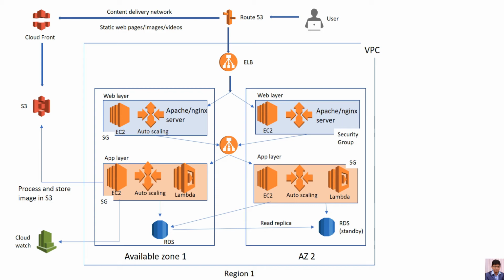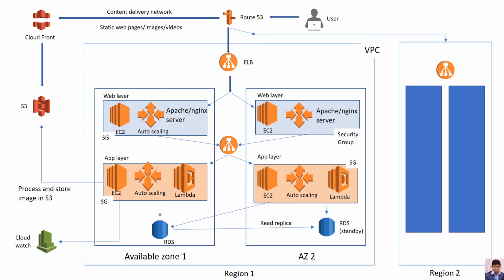So in order to handle traffic better and have a lower latency rate, the same architecture can be replicated in different regions, say Ireland, to serve users in Europe or the Middle East. And traffic will be routed to the nearest server using Route 53.